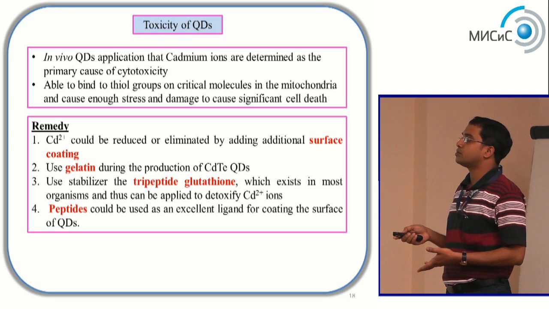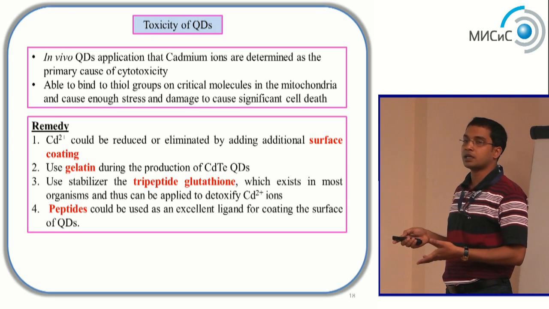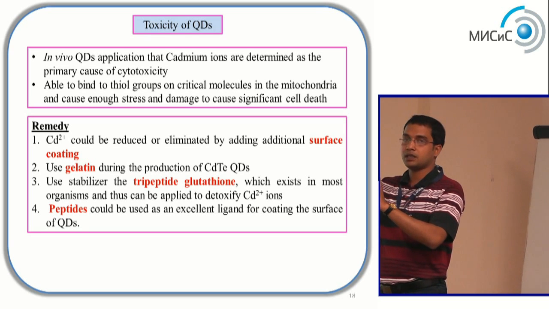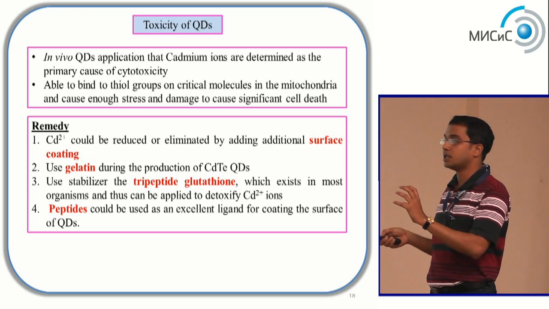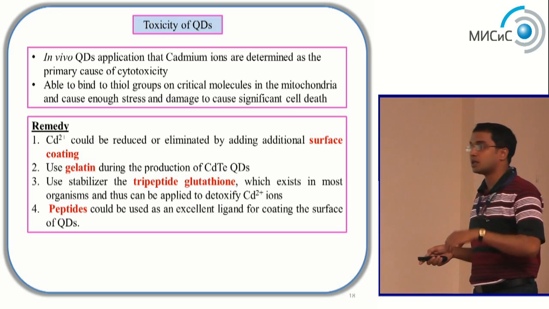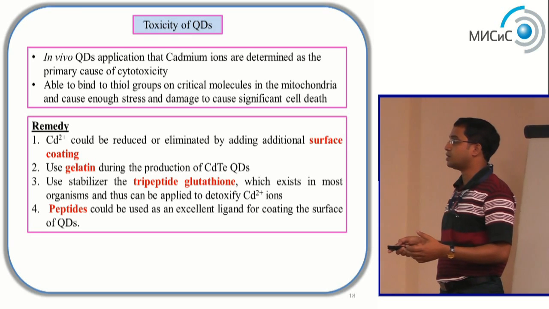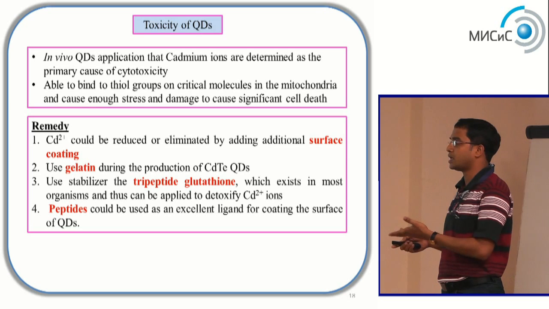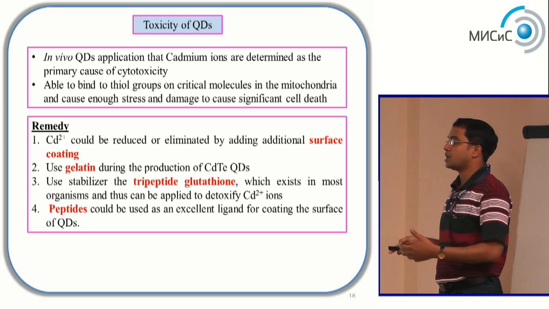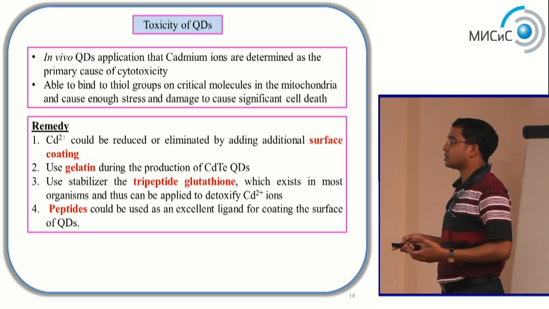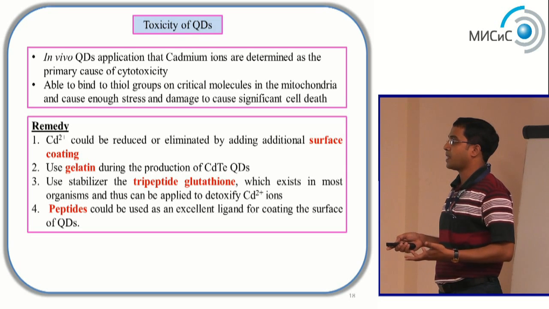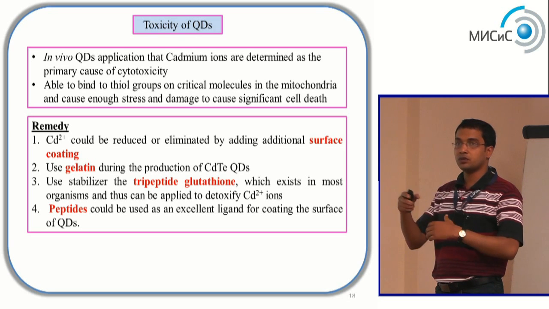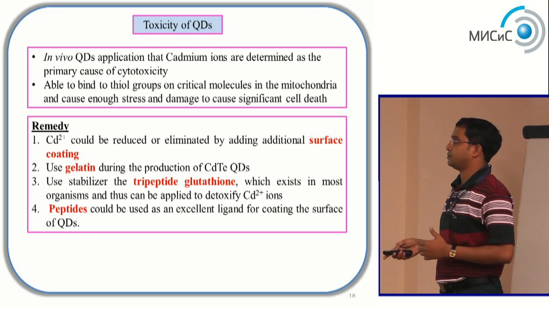First one, surface coat of cadmium, like cadmium selenide, coated with zinc sulfide. You can trap the cadmium ion inside the core. Second one, use gelatin. If you use gelatin during the production of any kind of cadmium telluride, then the toxicity will be reduced. Or you can also use another kind of tripeptide. Otherwise, you can use a peptide to reduce the toxicity of quantum dots.